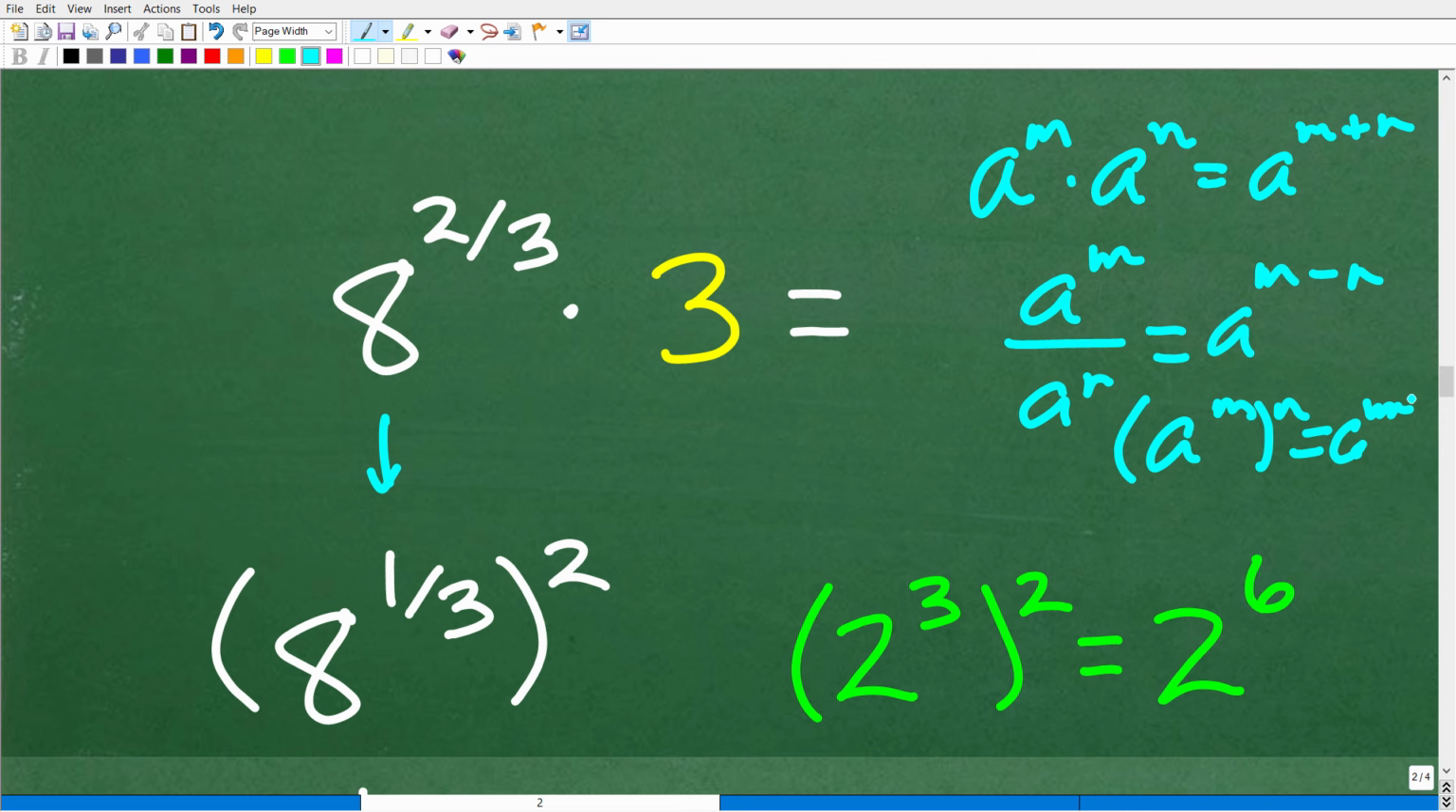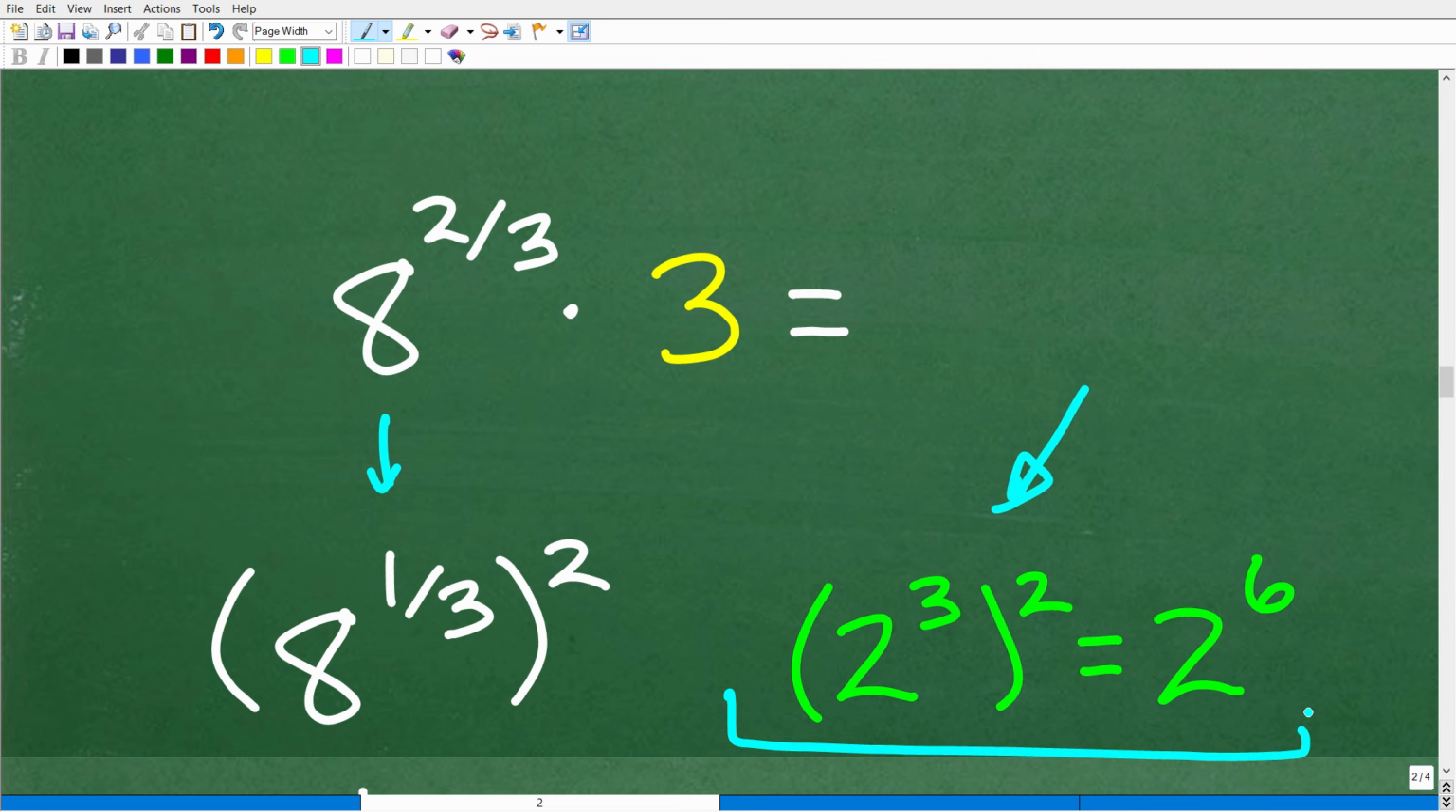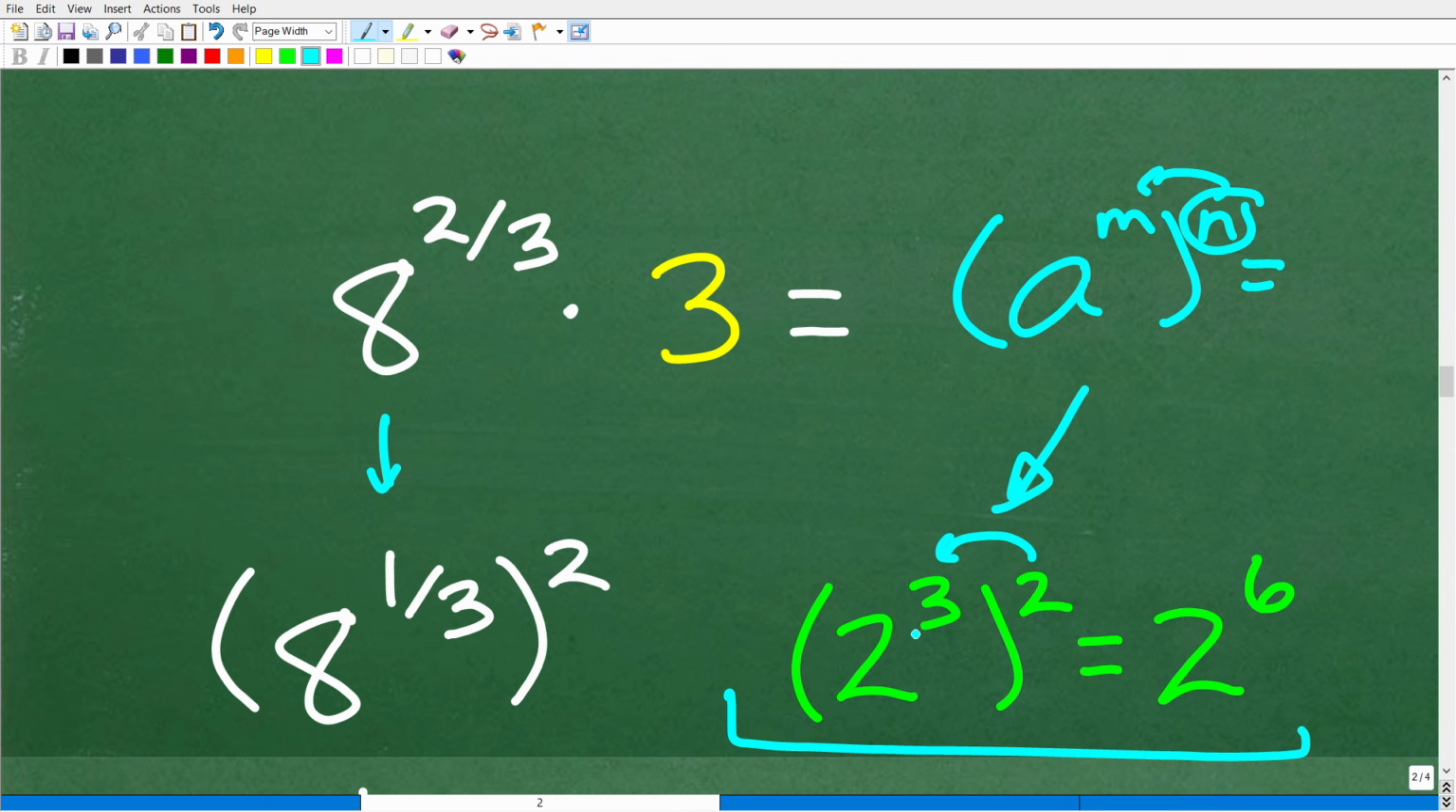Now, some of you might be saying, hey, Mr. YouTube Math Man, you're going a little crazy here with all these properties. Well, these are things that hopefully you remember. These are the formal properties. But here is an example of a property that we need here. So (2 to the third) squared is equal to 2 to the sixth. The property we are interested in using is (a to the m) to the n. So we have a power to an outside exponent. We can just multiply that outside exponent by the inside exponent. So (2 to the third) squared is equal to 2 to the 3 times 2, or 2 to the 6.